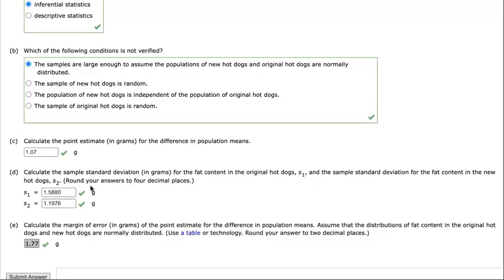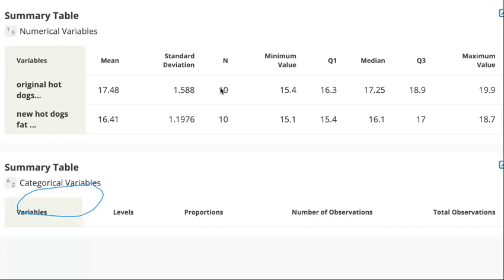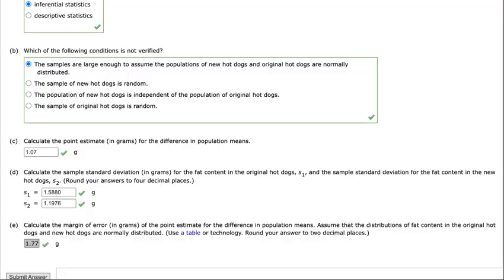Now for the second part, the standard deviations, we can also retrieve that information from SALT. As we see here, the standard deviation for the original hot dogs is 1.588. For the new hot dogs is 1.1976. As we see over here, this is what we entered. Now we want to calculate the margin of error of the point estimate, which is basically the mean for the difference in the population means.